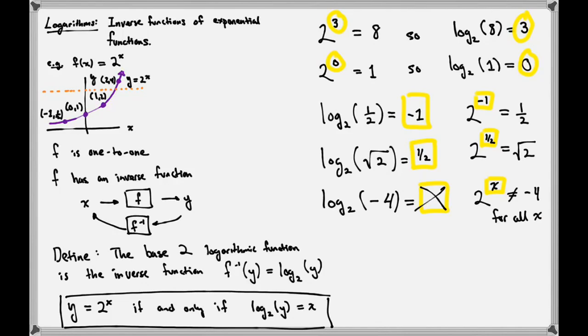Therefore, there really is no answer here. Log base 2 of -4 is a nonsensical question. It's really just an undefined expression. What I'm really saying is -4 is not in the domain of the log base 2 function.